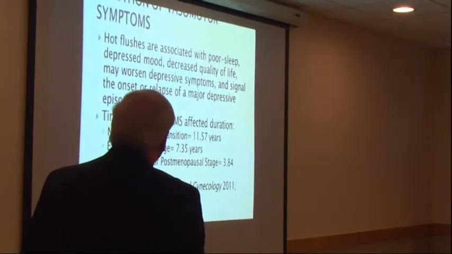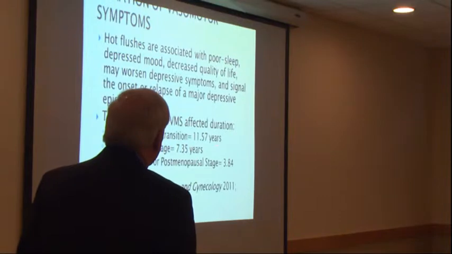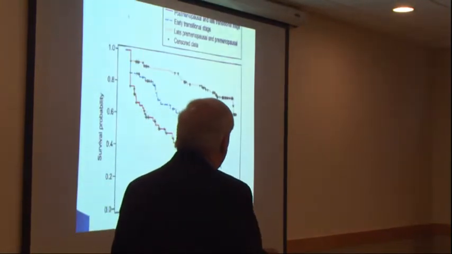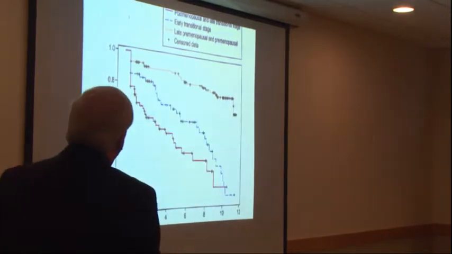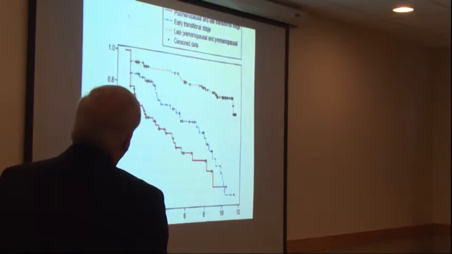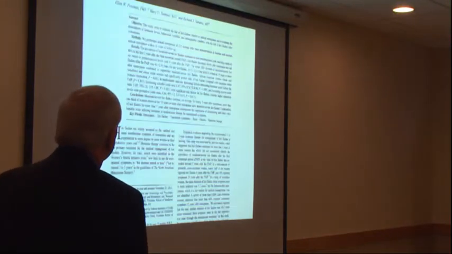Like I said, duration near the menopause transition, 11.57 years. Here's a graph of it. Here are the people that have it right before the transition. They have it longer with more severity.